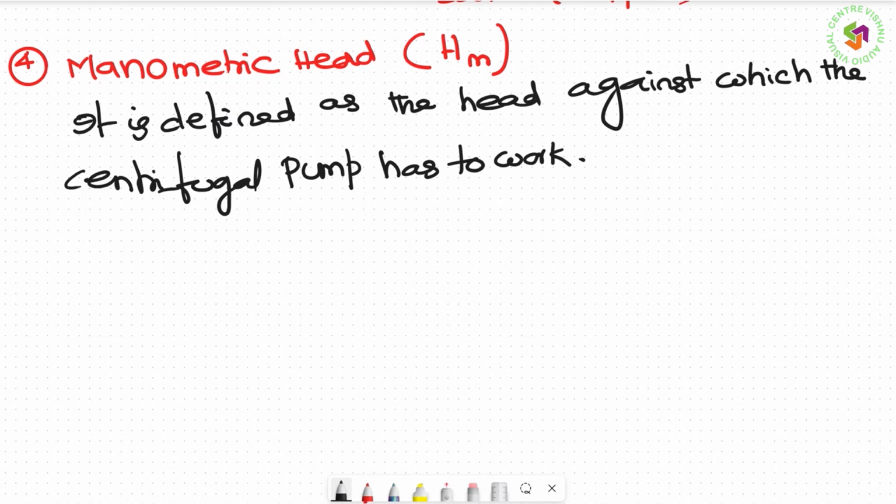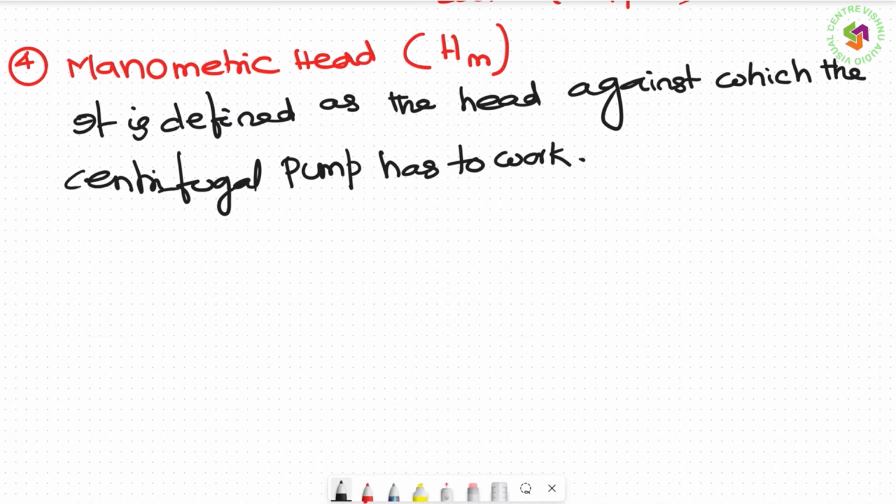It is something related to the pump capacity, whereas suction head and delivery head are exactly the available things in the field. So from the water level to the center, from the center to the delivery point, whatever vertical heights, don't say lengths, it is the vertical height. So that we can measure there. But what is this manometric head? This manometric head is the pump capacity. It is defined as the head against which the centrifugal pump has to work actually.